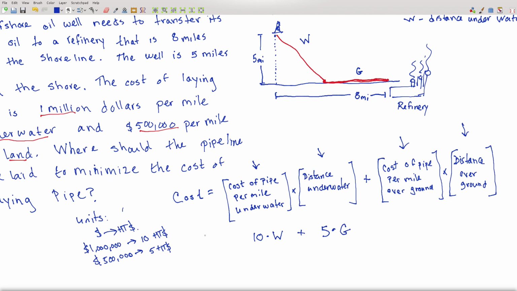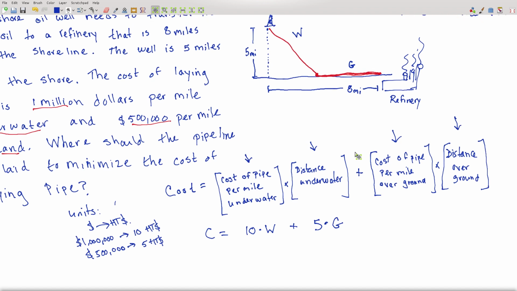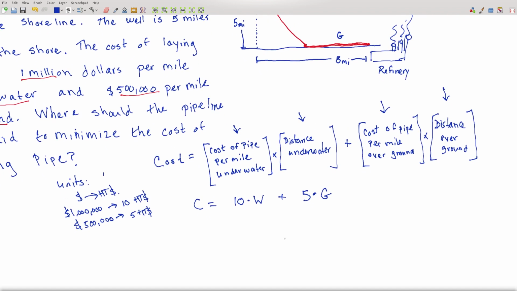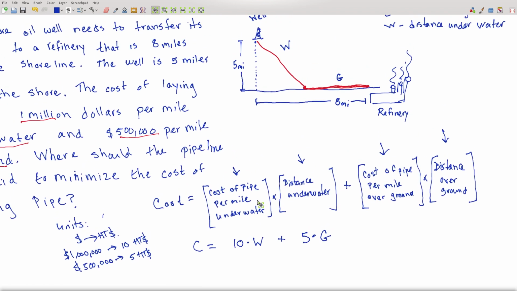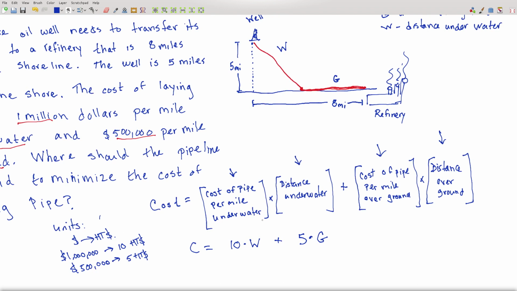Okay, well, this is a little bit better than before, I think. It's looking a little bit more mathematical, at least. So right now I have the cost is equal to 10W plus 5G. It's pretty good to know that that is the relationship that we're working with. What we need to do now is figure out a way of writing both W and G in terms of some common variable, right? Because we would like the cost to be a function of one single variable.